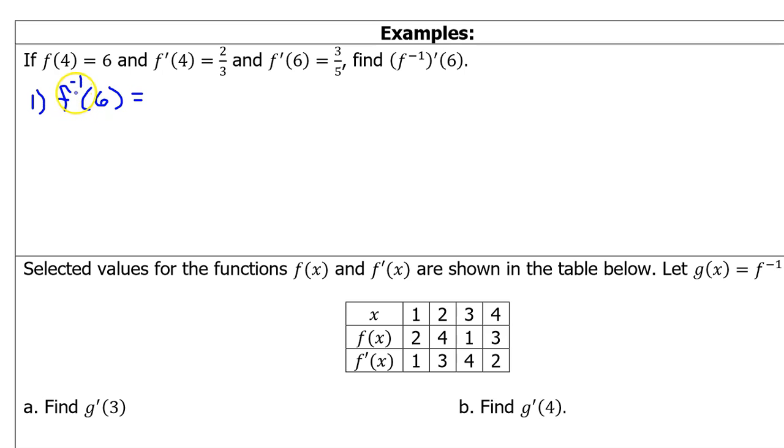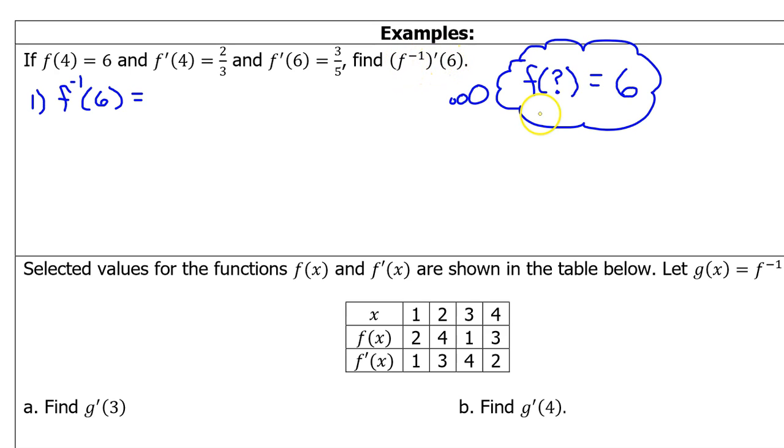The first step is to find the inverse without the derivative. So ultimately we need to find f inverse prime at 6, but the first step is to forget about the prime and just find f inverse at 6. In AP Pre-Calculus, we learned that to evaluate f inverse at 6, you ask yourself f at what is equal to 6? Well, we are given that f at 4 is equal to 6, so f inverse at 6 is 4.